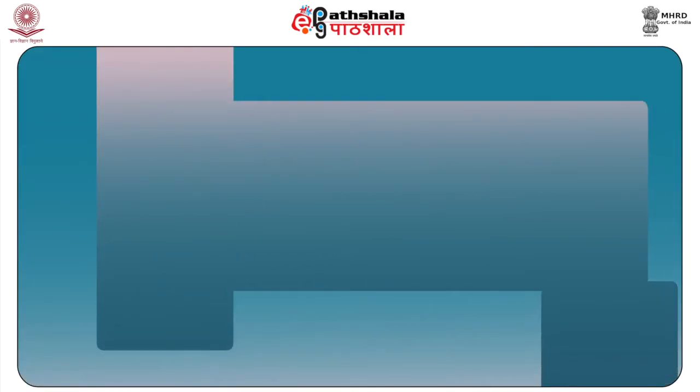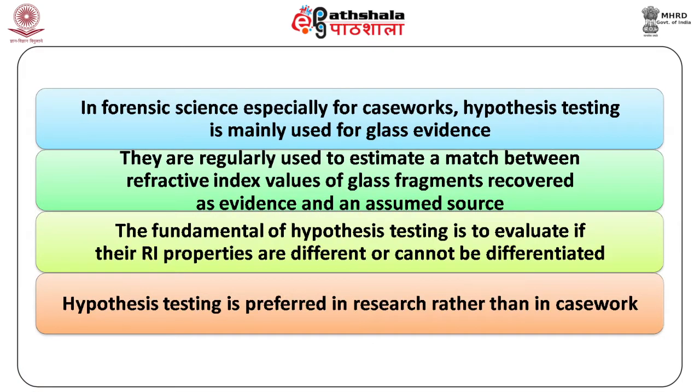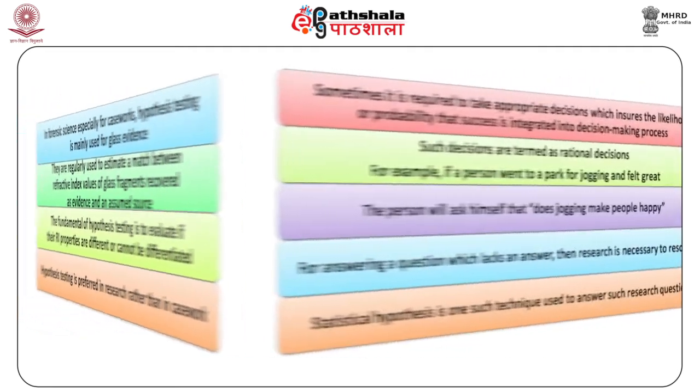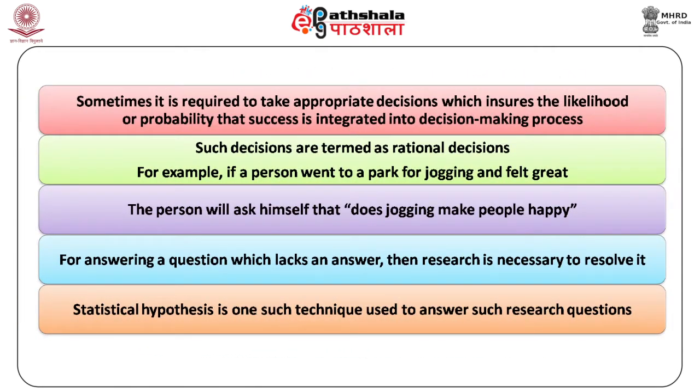Applications in forensic science. In forensic science, especially for casework, hypothesis testing is mainly used for glass evidence. It is regularly used to estimate a match between refractive index values of glass fragments recovered as evidence and an assumed source. The fundamental of hypothesis testing is to evaluate if RI properties are different or cannot be differentiated. Hypothesis testing is preferred in research rather than in casework. It has a role in psychology as well.